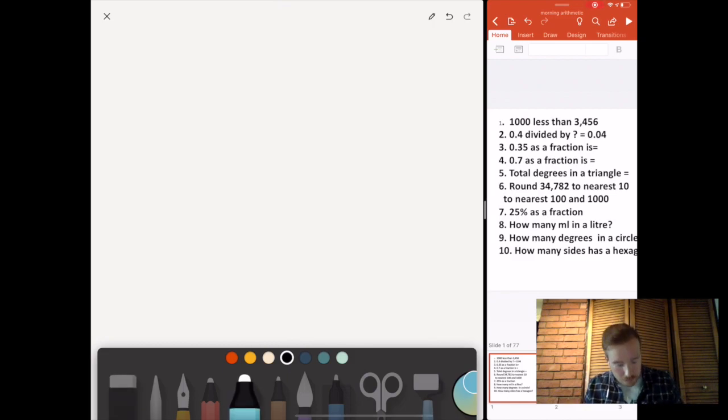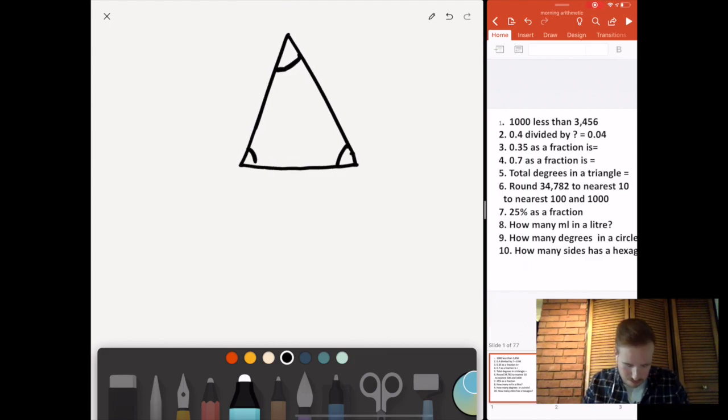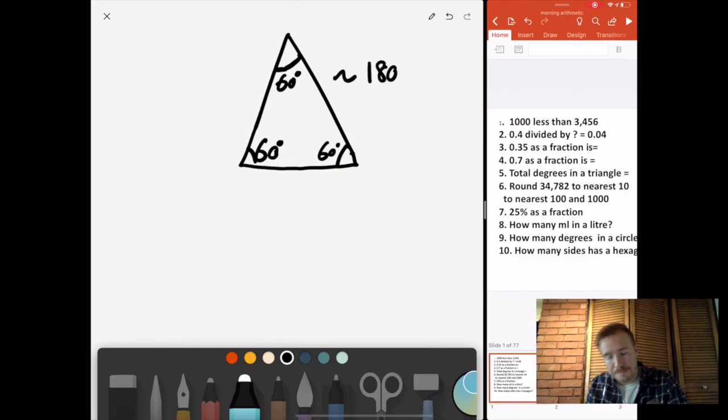Total degrees in a triangle. That is lovely and straightforward, and it is one of those things that is definitely worth just popping away in your head because you will use it an awful lot in years to come. That is not an equilateral triangle, but I'd have liked it to have been. So let's pretend it's an equilateral triangle. All angles are the same in an equilateral triangle, so they all are 60. Okay, so it adds to 180.